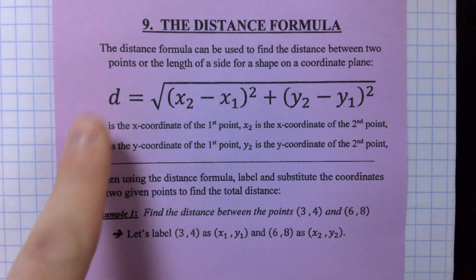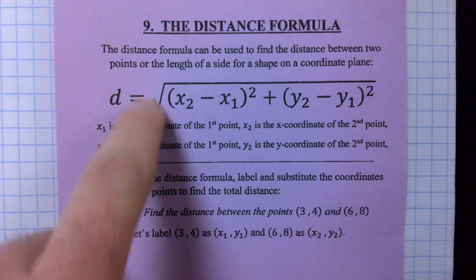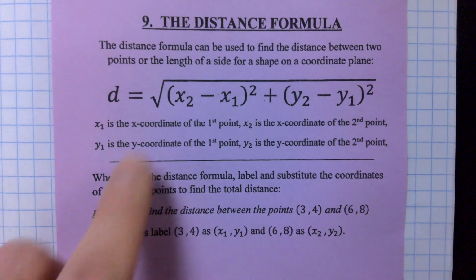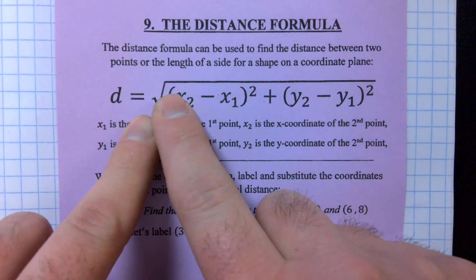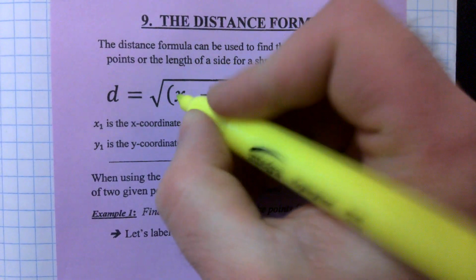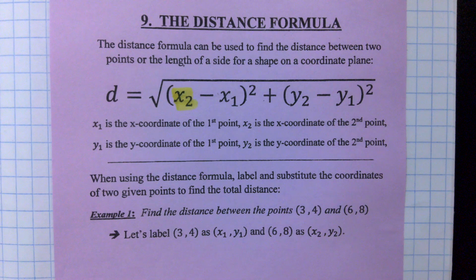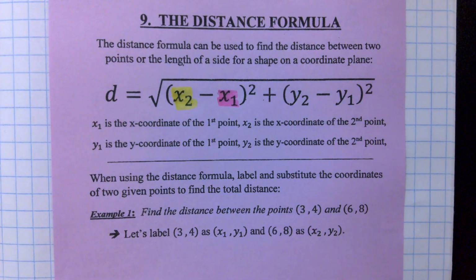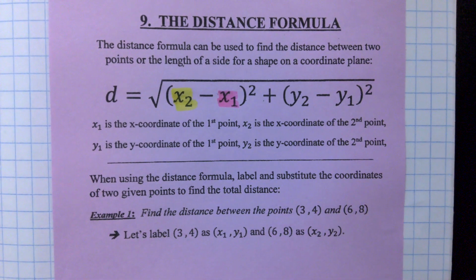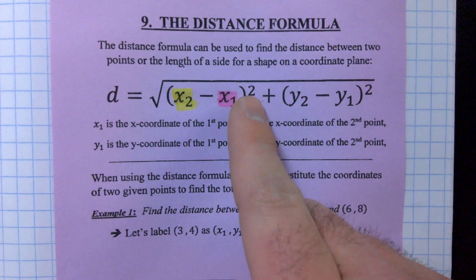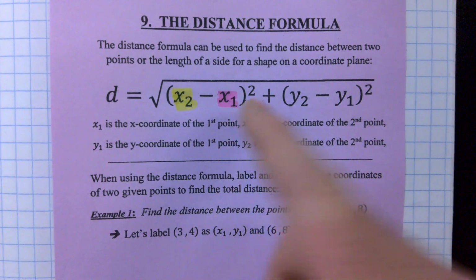So, the distance formula, D stands for distance, obviously, and that's equal to the square root of this whole mess. So let's break down what this mess is. The first quantity is x2 minus x1. We're going to highlight x2 in yellow, and we're going to highlight x1 in pink. So I'm doing x2 minus x1, and then I'm squaring that. Whatever I get when I subtract that, I'm going to square it.